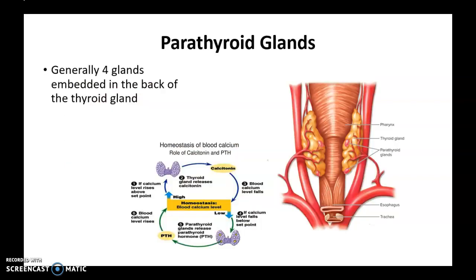Looking at parathyroid hormones, let's talk about the anatomy first. The parathyroid glands are 4 tiny glands embedded in the back of the thyroid gland. So these are the 4 parathyroid glands in red. Do you see these? These are the parathyroid glands. There can be 4, there can be more than 4.